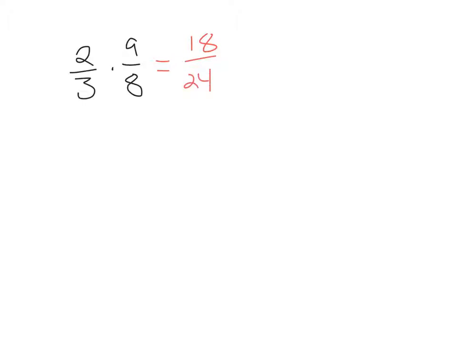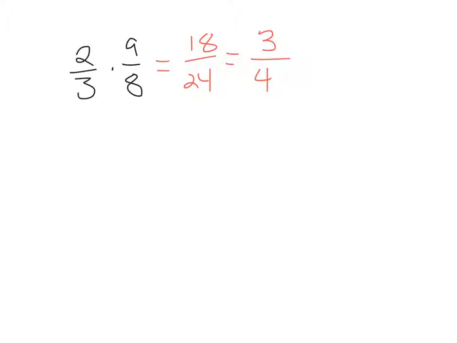and then of course we'd have to reduce that. And the biggest number that goes into both of those would be 6. So you divide 18 by 6 and get 3, and 24 by 6 and get 4. And that's basically all we're going to do again. But I do want to point out that you can do this a little bit quicker.